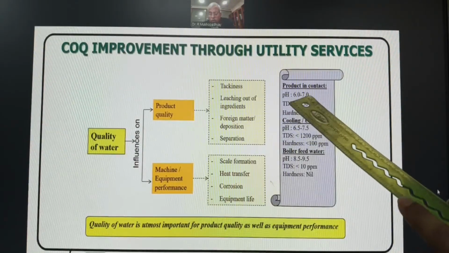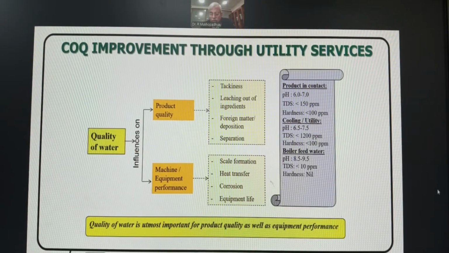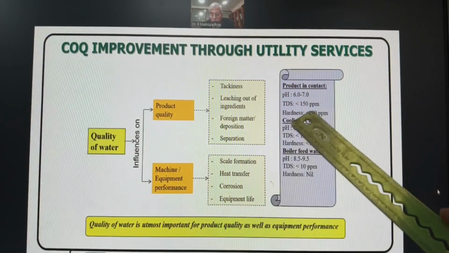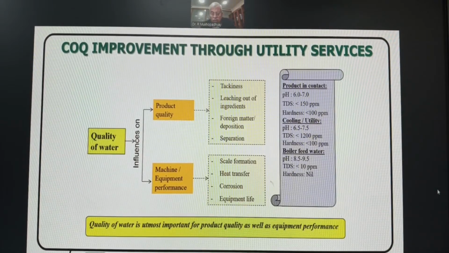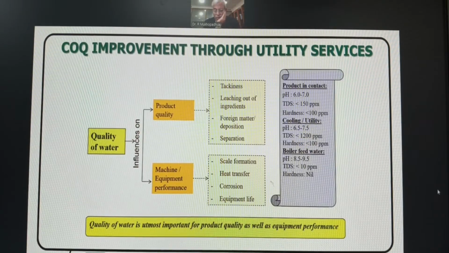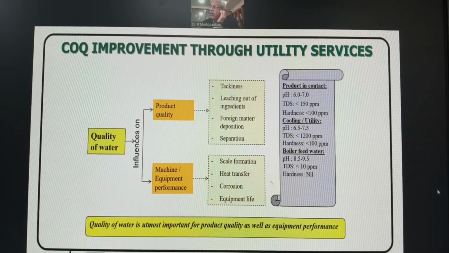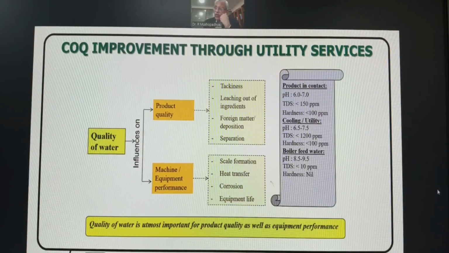That means water quality has to meet certain specifications: what the pH should be, the TDS, hardness, what the cooling water should be, and the boiler feed. These are equally important for making the compound area consistent, followed by the subsequent processes. The quality of water is of utmost importance for product quality as well as equipment performance. Otherwise, it will be different if there is scale formation, or if the compound is not properly cooled, whether in the extruder line, the calendar line, or in the case of the compound.